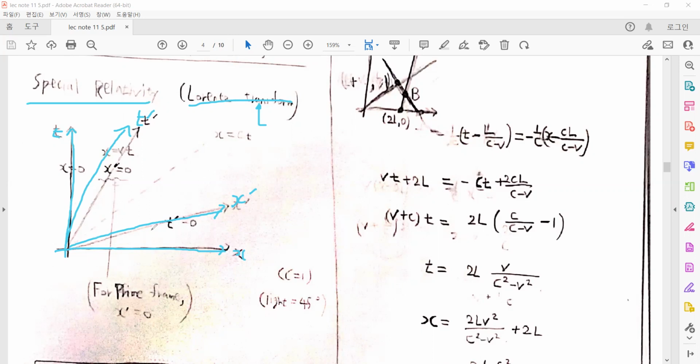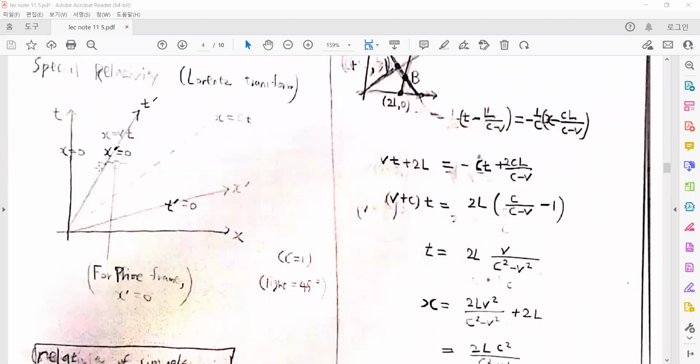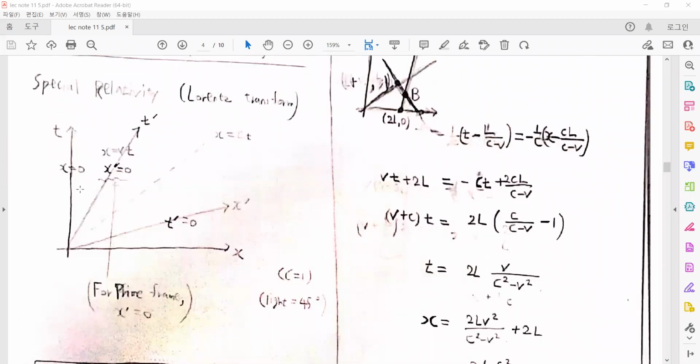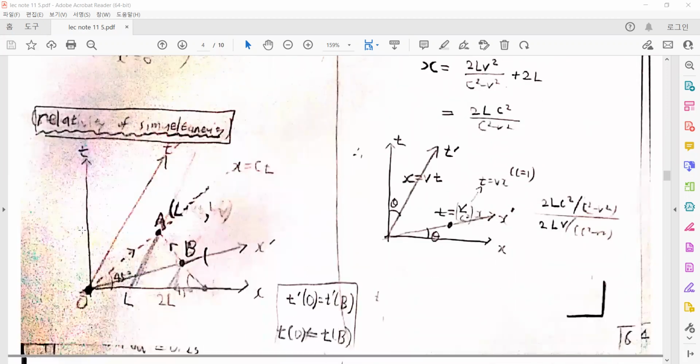And for the moving observer, the X prime axis and the T prime axis are given like that. And there will be X equals CT. We will set C equal to 1, the light speed, and the light cones have 45 degrees. That is the regime of special relativity with the space-time diagram, and I will explain the Lorentz transformations in maybe the next video.